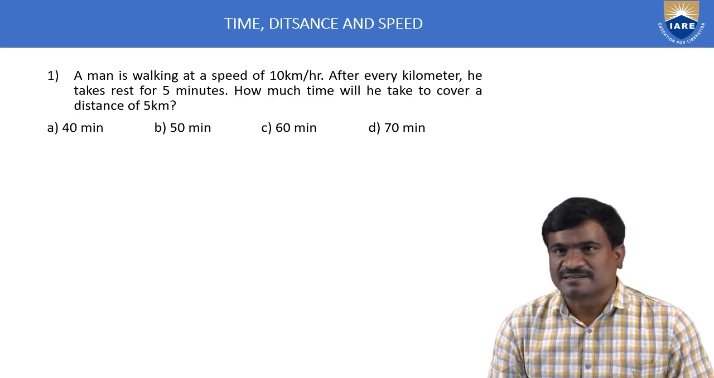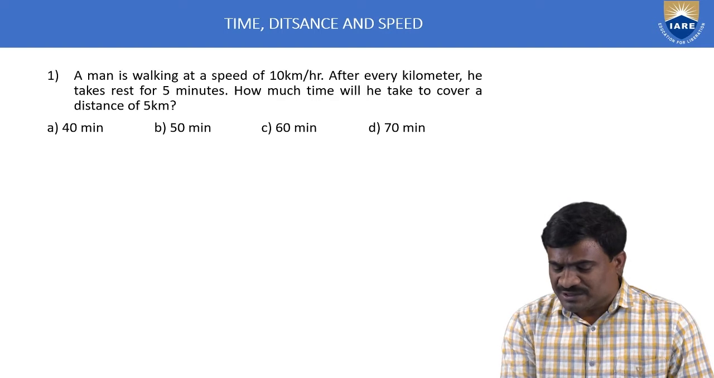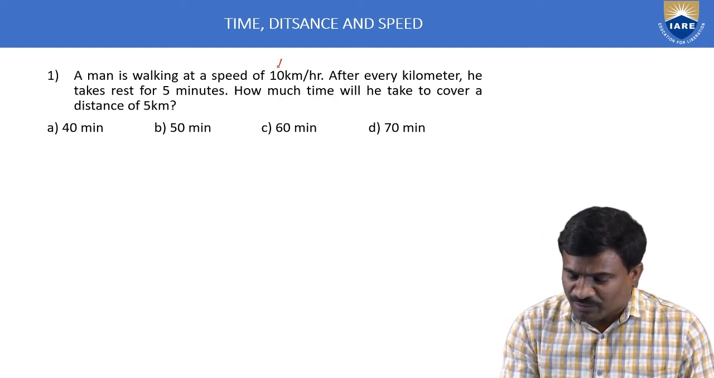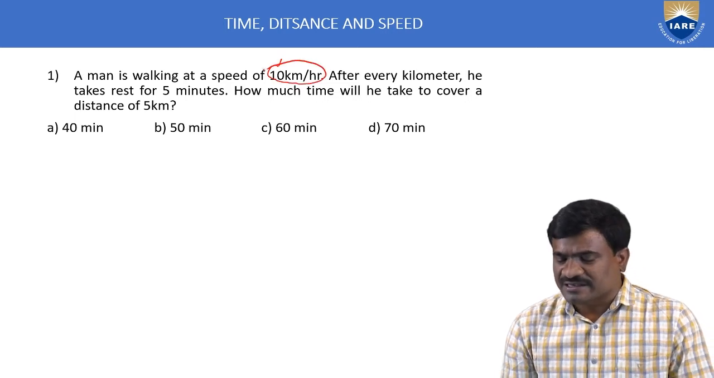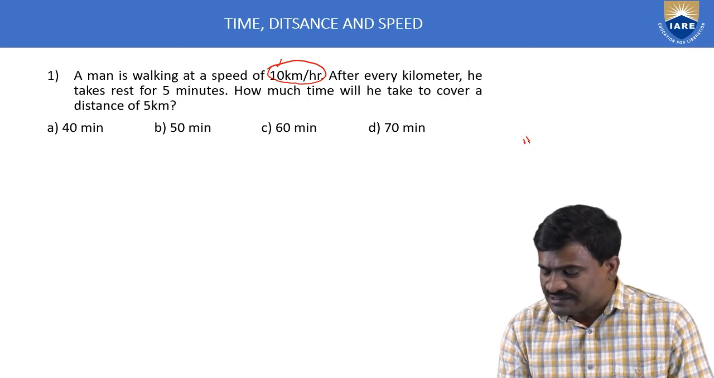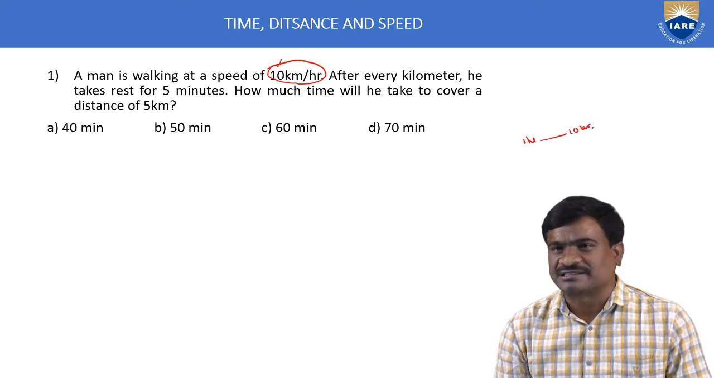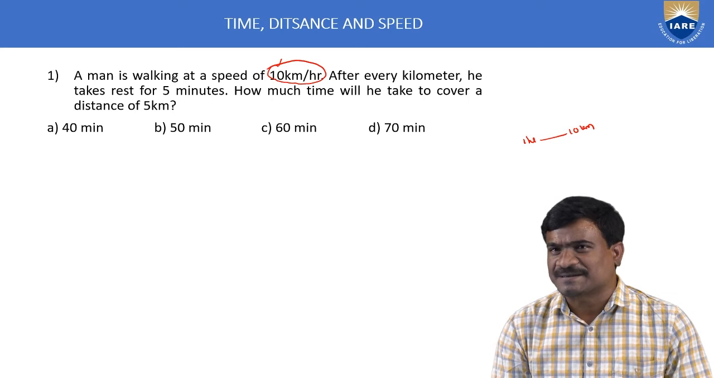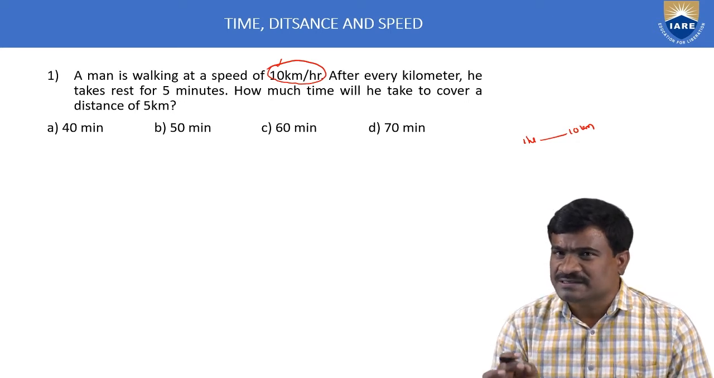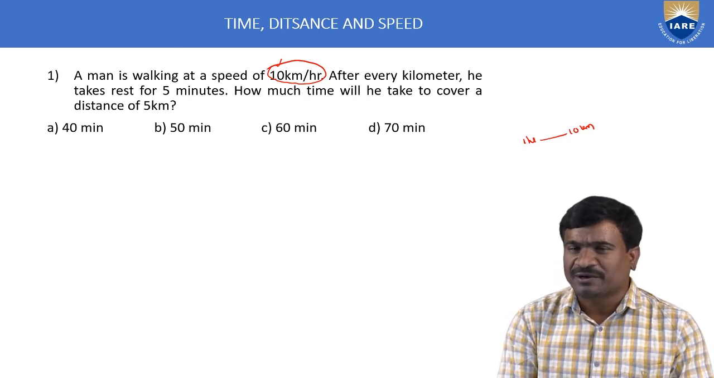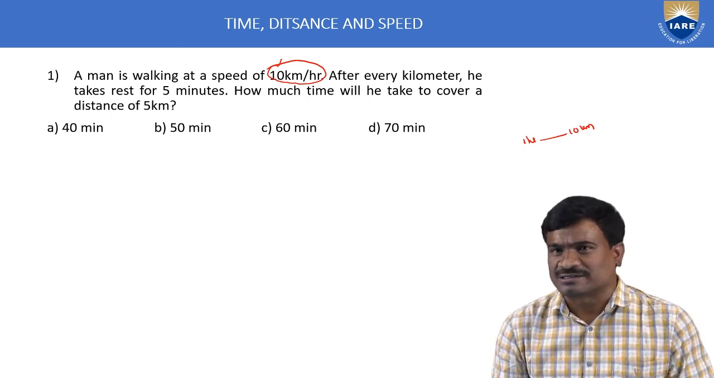Your method is very simple. By using the first statement, a man is walking at a speed of 10 km per hour. His speed is equal to 10 km per hour, that means in 1 hour the distance is equal to 10 kilometers. Second statement, after every kilometer, he takes rest for 5 minutes. The total distance is 5 kilometers. Calculate the total time, with stoppages and without stoppages. That is your answer.